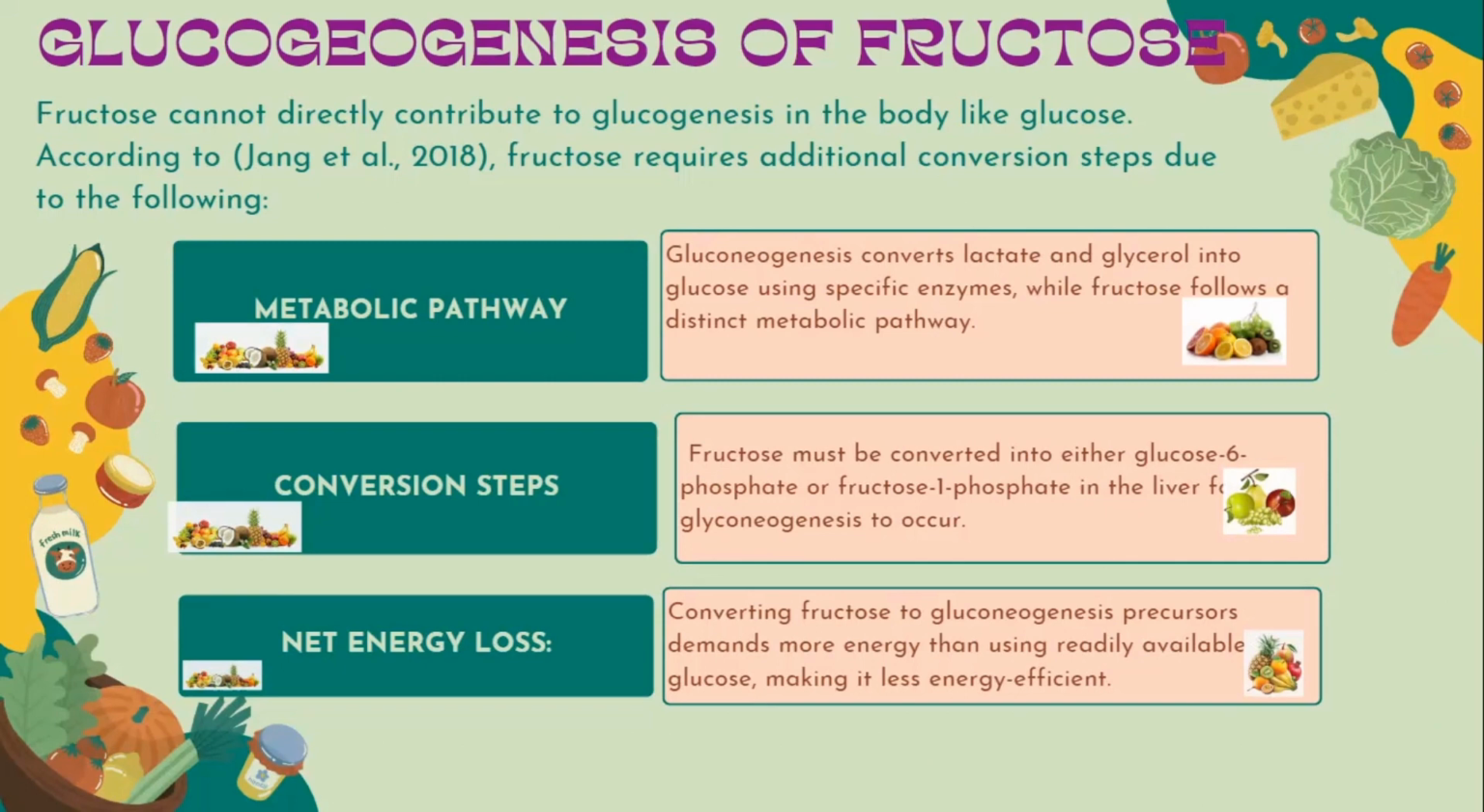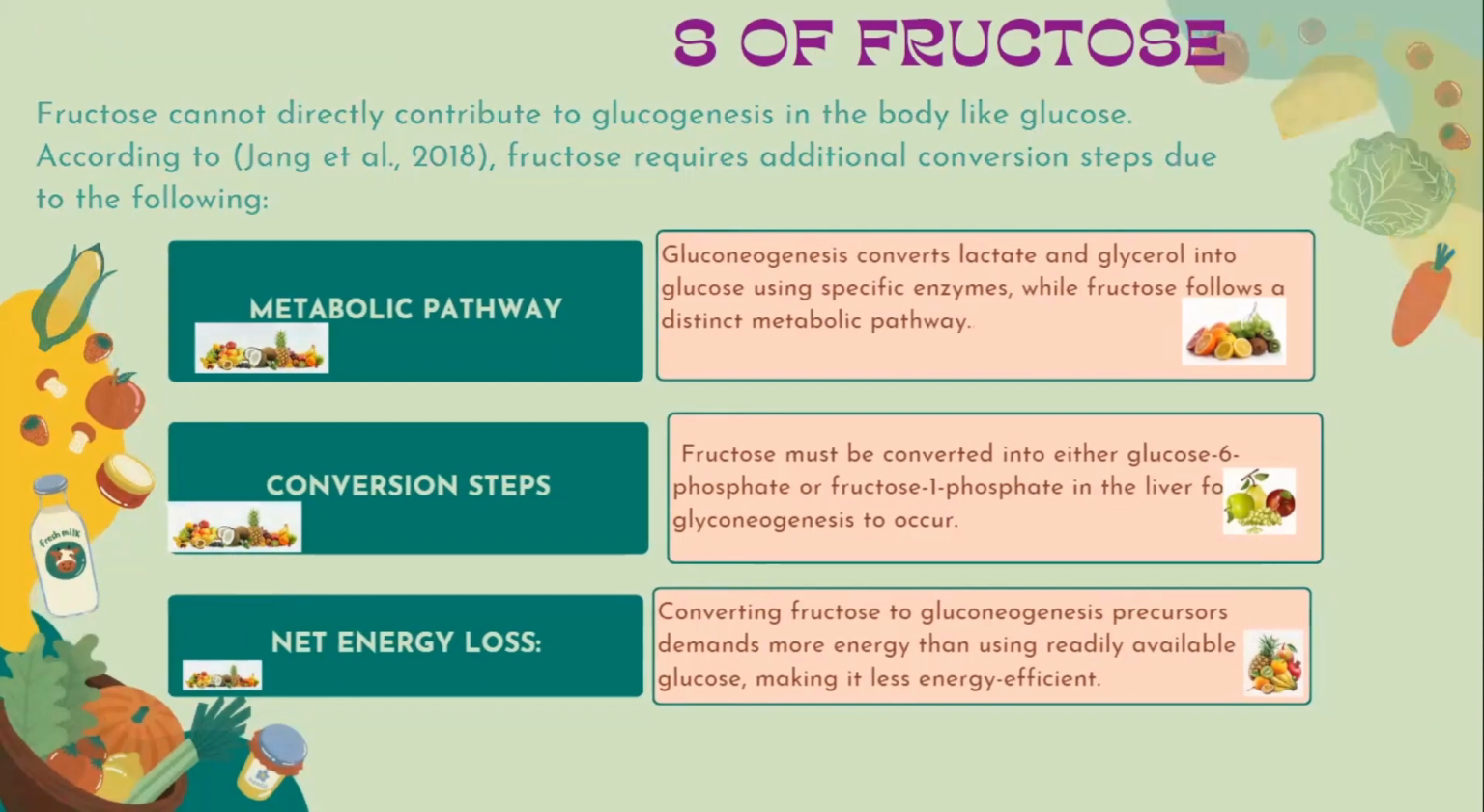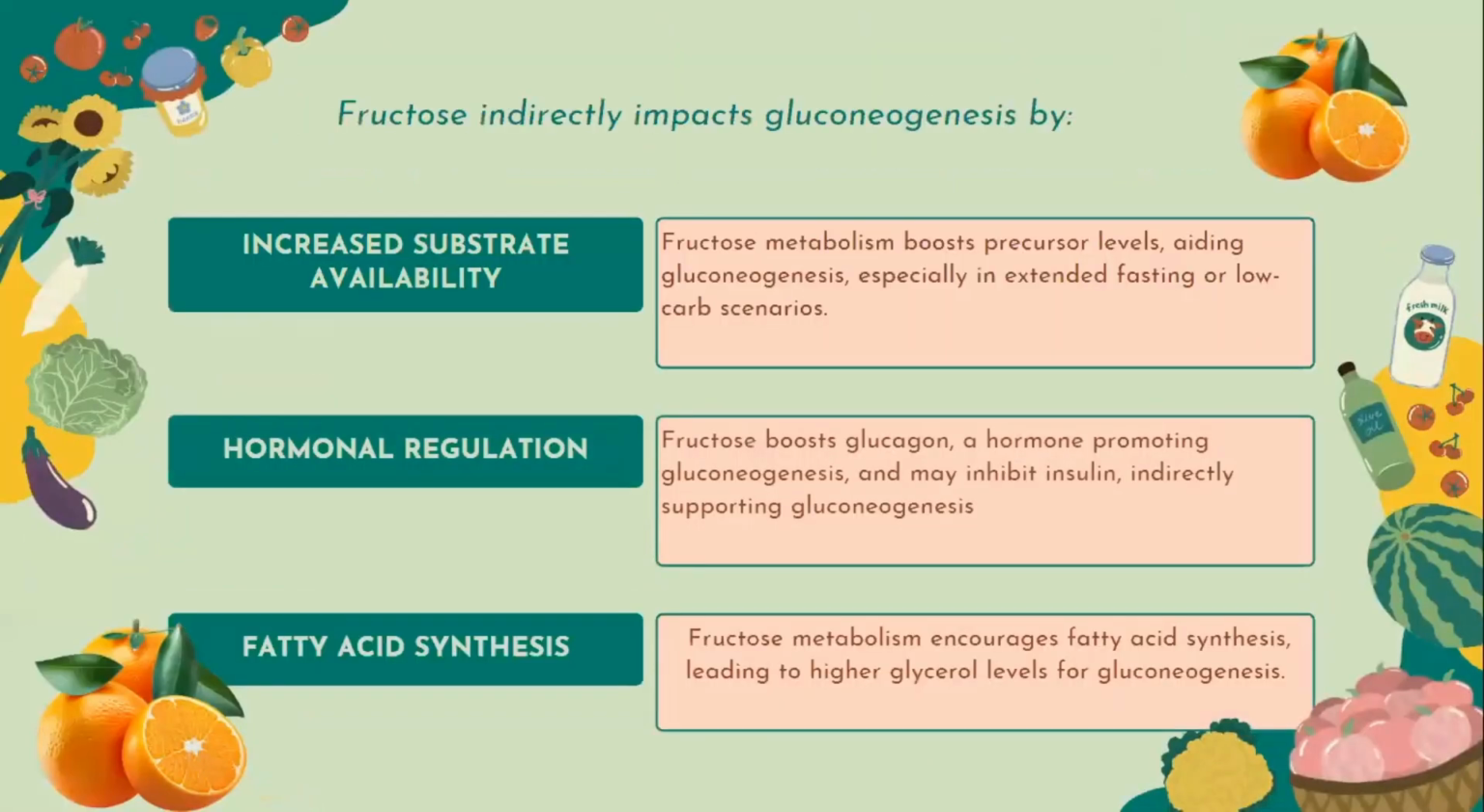And the next step is net energy loss, and they state that converting fructose to a gluconeogenesis precursor demands more energy than using readily available glucose, making it less efficient. Next slide.